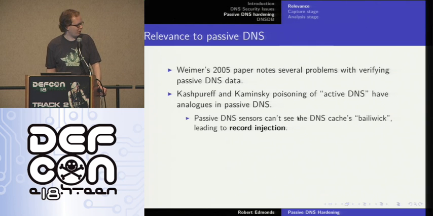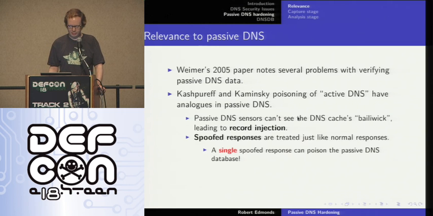And the problem with cache poisoning in passive DNS is that we can't see the DNS cache's internal state, so we can't recover what's called the bailiwick that the cache associated with a particular response. Bailiwick is entirely in the eye of the beholder. And this leads to a problem we call record injection. The problem with spoofed responses is that they're treated just like normal responses by the passive DNS sensor, and a single spoofed response can poison the passive DNS database.